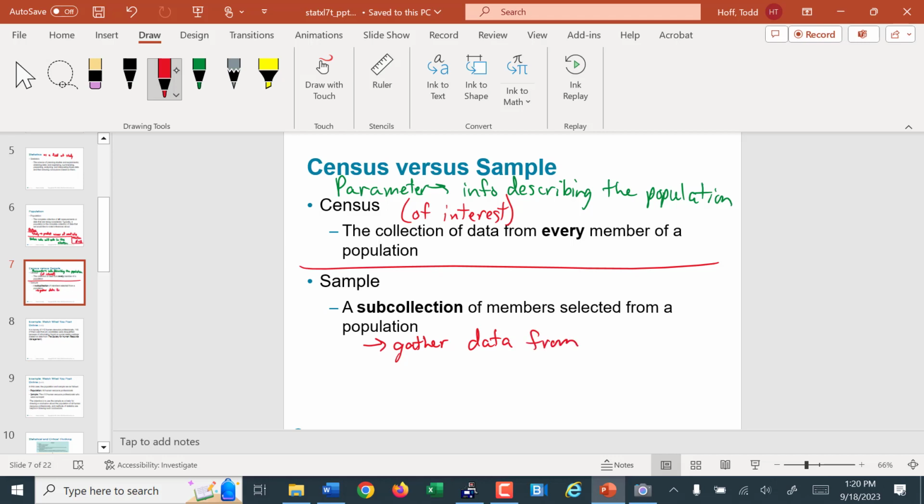Now, a survey is the equivalent of a census, but it's from a sample, not from a population. We're going to collect data from a sample. And then just like we had parameters describing the population, statistics describe the sample.